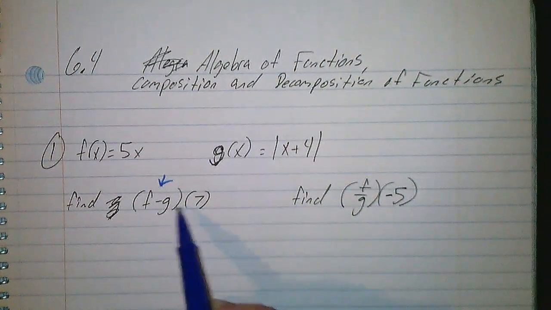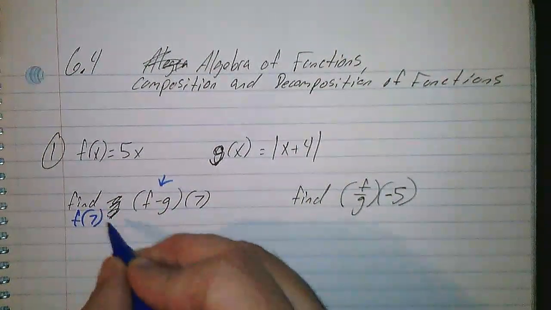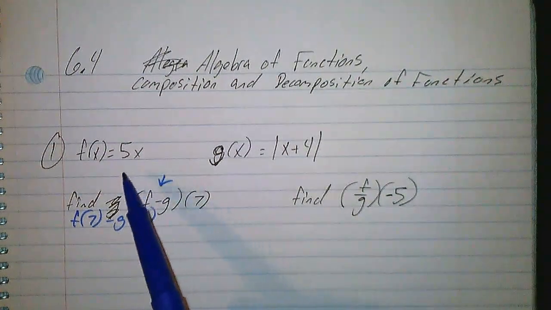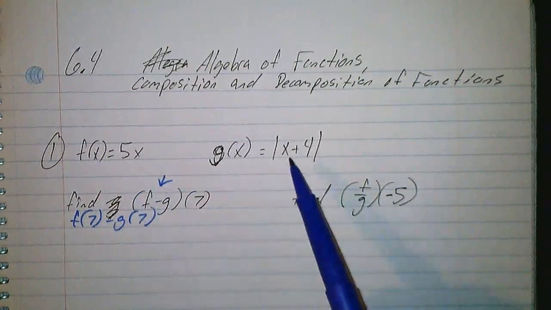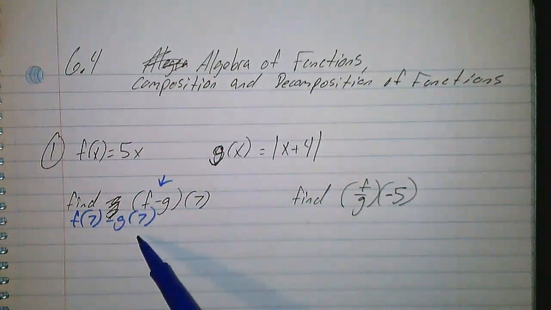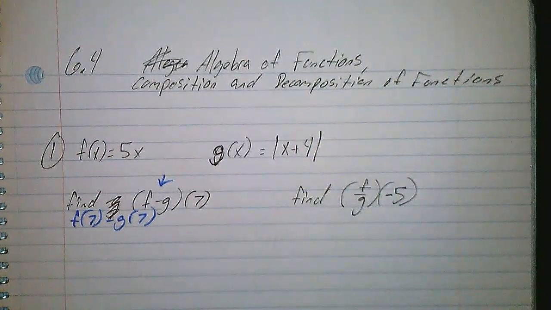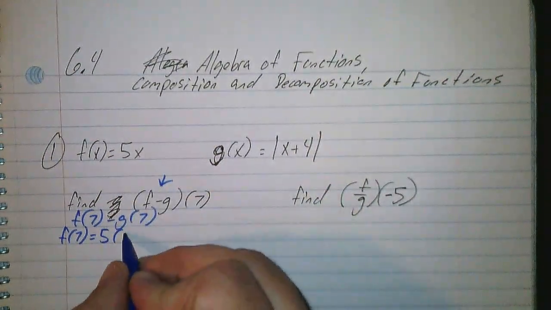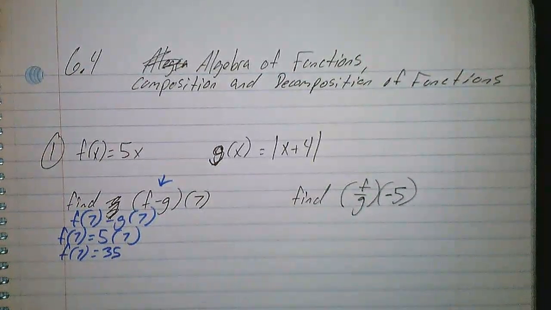First, we find f minus g of 7, which is the same as f of 7 minus g of 7. And that's important to understand, that now we have to find what is f of 7 by plugging 7 into x, and what is g of 7 by plugging 7 into the x right here. So f of 7 is 5 times 7, which is 35.